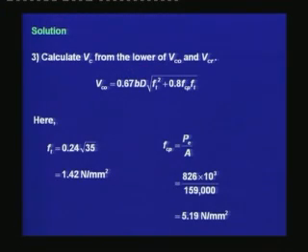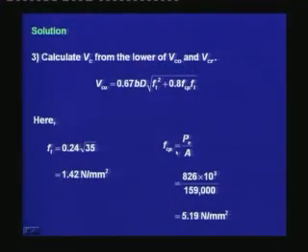Third, calculate Vc from the lower of Vc0 and Vcr. Vc0 is given by this expression. First, we need to estimate the cracking stress Ft. Ft is given as 0.24 root over Fck, which is 35, equal to 1.42 Newton per millimeter square. This is the direct tensile strength of concrete.